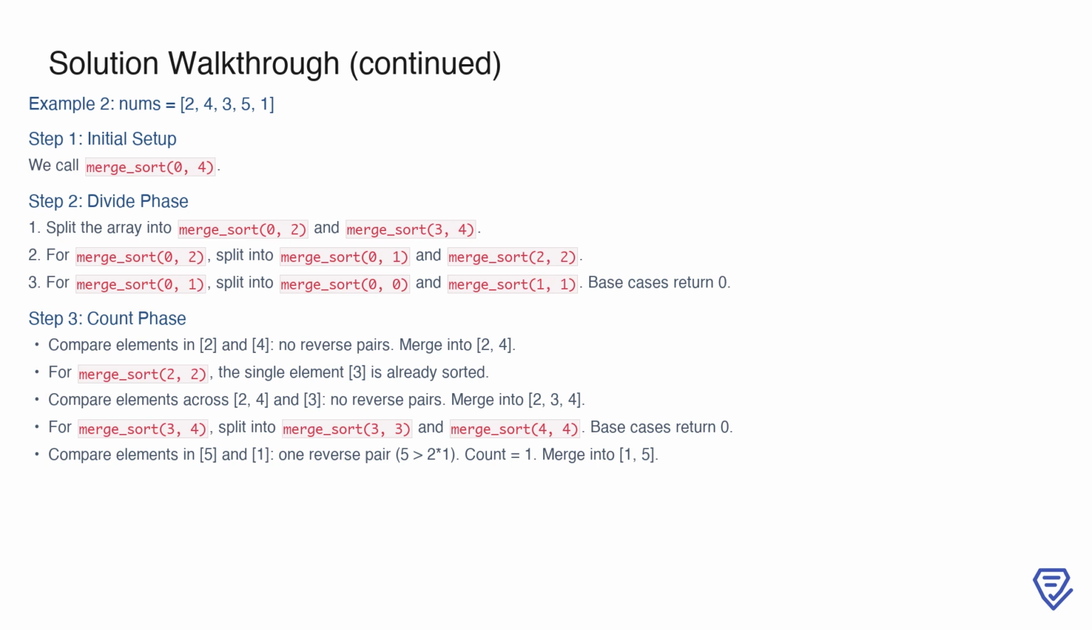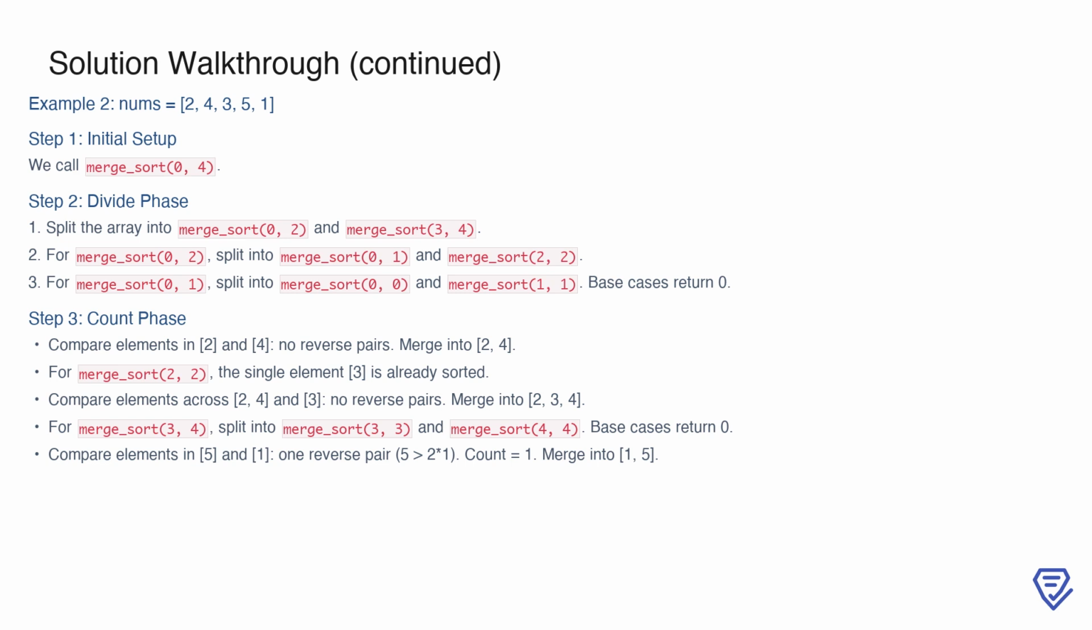In the count phase, we compare elements 2 and 4. Since there are no reverse pairs, the count remains 0, and we merge these elements into 2, 4. The subarray 3 from range 2 to 2 is already sorted. Comparing across 2, 4, and 3, we find no reverse pairs, so the count remains 0.